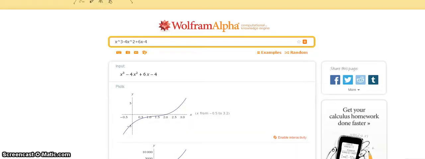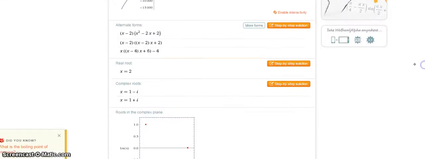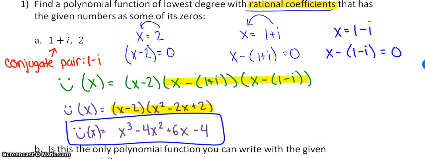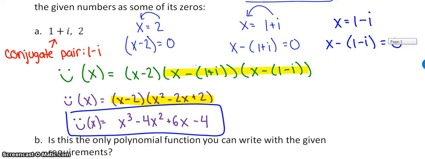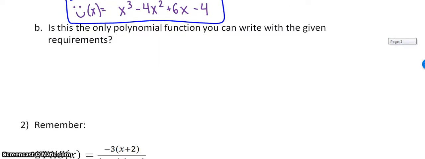You can also check this on Wolfram Alpha. Just type it in, it'll give you the roots. So one is x equals 2, and then here are my two complex roots. Okay, so then you have a polynomial function of lowest degree with rational coefficients and those two zeros. Well, actually three when we use our brains a little bit.